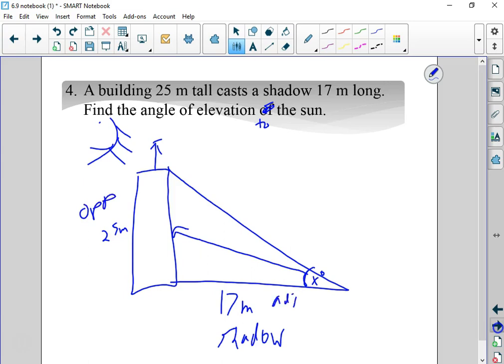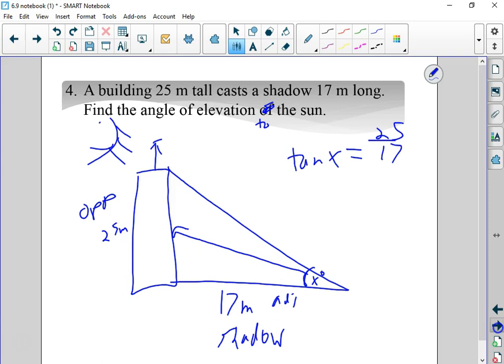This is the adjacent side right here. You can touch it. So opposite and adjacent. If we don't have a hypotenuse, it's going to be not sine, not cosine, but good old tangent. Tangent of the unknown angle, which we're trying to find, is equal to the opposite over adjacent. Opposite over adjacent. TOA. So 25 over 17. So in this case, we have to hit inverse.